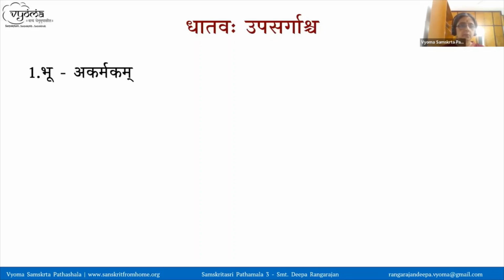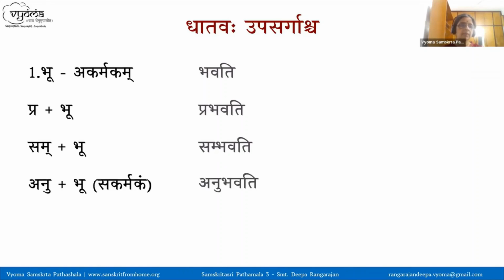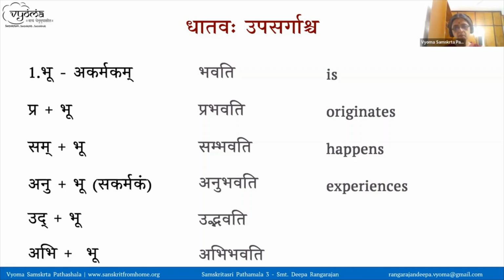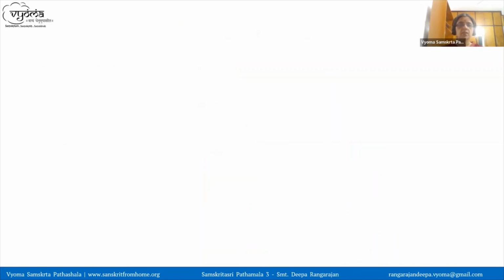So with regard to bhu dhatu, we saw some upasargas and the corresponding meaning. Prabhavati, sambhavati, anubhavati, udbhavati, abhibhavati. So bhavati is to be, is. Prabhavati is originates. Sambhavati is also it happens. Anubhavati experiences. Udbhavati originates or springs forth from. Abhibhavati is defeats or exceeds.